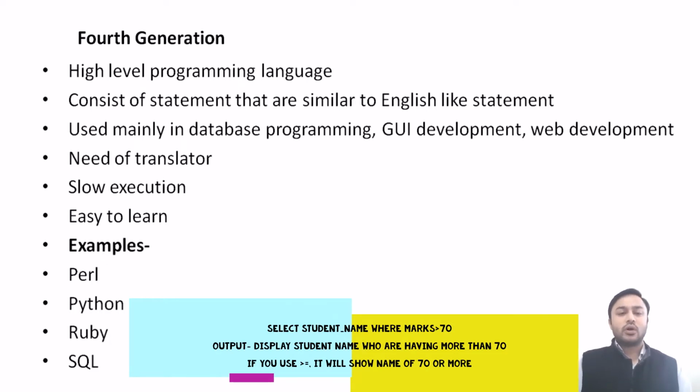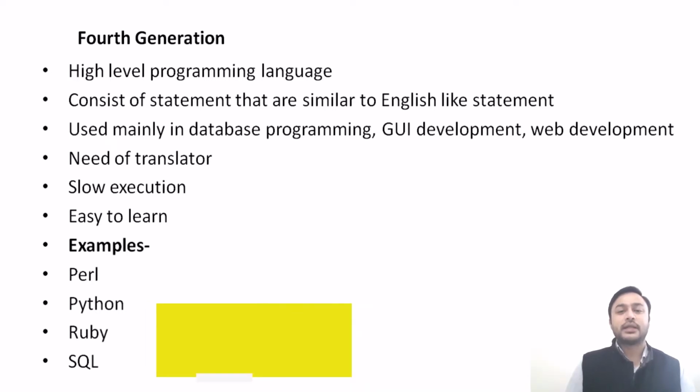Then in fourth generation also there is a need of a translator, because again the high level language is understandable by the programmer or human beings but not directly understandable by the machine. So this needs to be converted into machine language. Again it will be slow to execute as compared to the low level language, but it is easy to learn. So these are advantages of this fourth generation language, but it is slow to execute, that is a disadvantage. The examples in this fourth generation language are Perl, Python, Ruby, SQL.